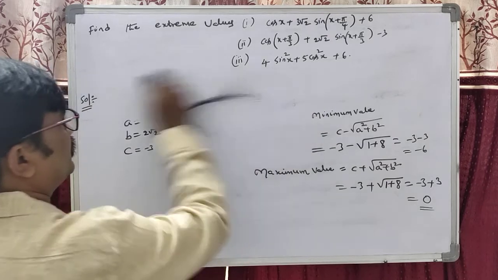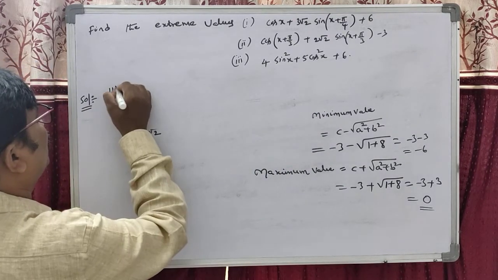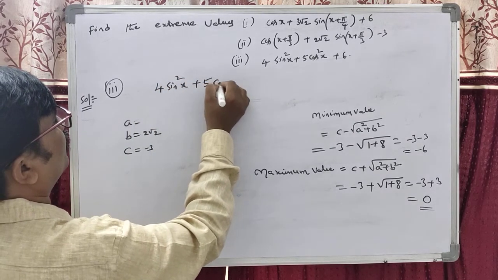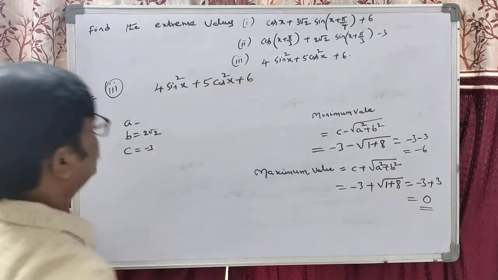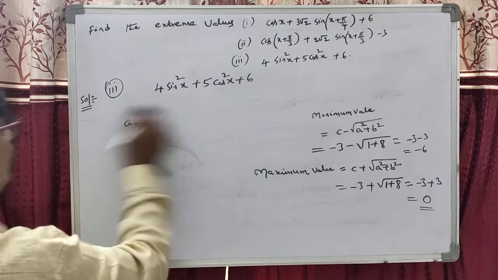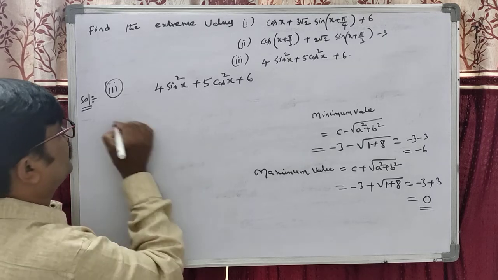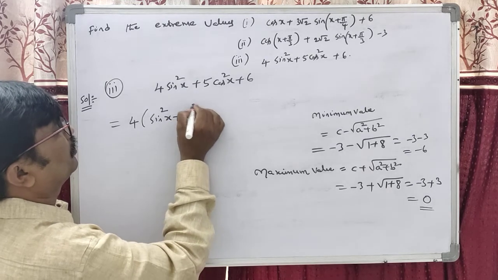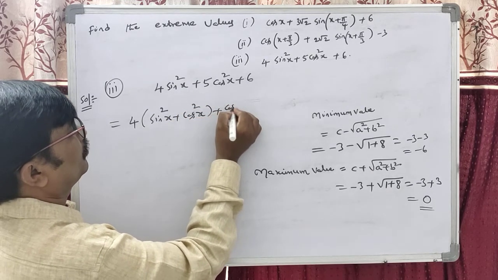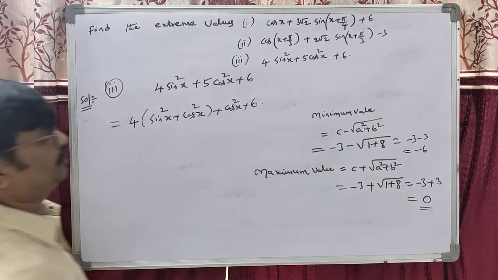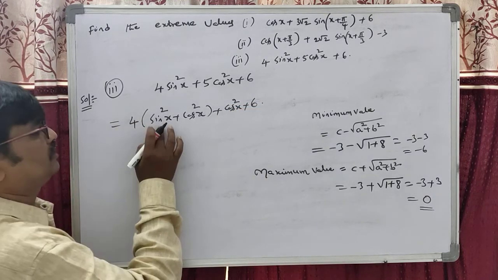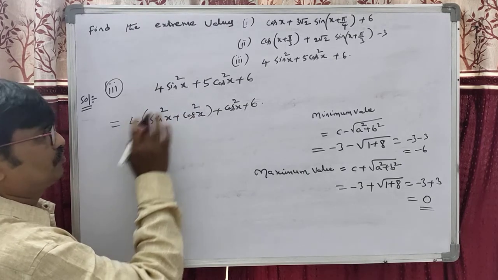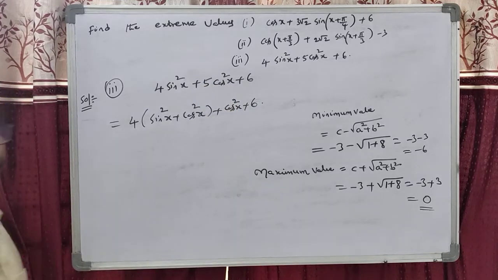The third question, students: 4 sine square of x plus 5 cos square of x plus 6. Now students, we can write this as 4 into sine square of x plus cos square of x plus cos square of x plus 6. That is 4 sine square x, 4 cos square x plus cos square x, 5 cos square of x.